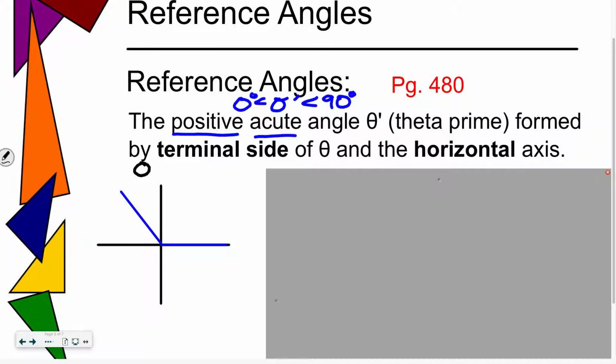And you could easily draw in your notes, just draw a coordinate plane. I got my initial side on the positive x-axis. I've got my terminal side anywhere in quadrant 2. And I'll just draw the simplest angle, a positive angle theta without extra rotations. But certainly I could make a spiral and go around 2 times and then some into quadrant 2. I'm going to keep it simple here.